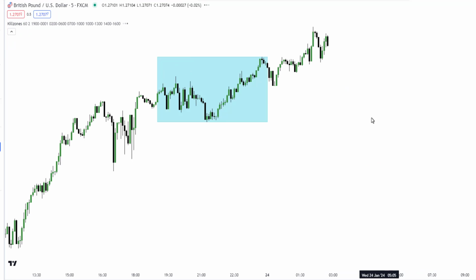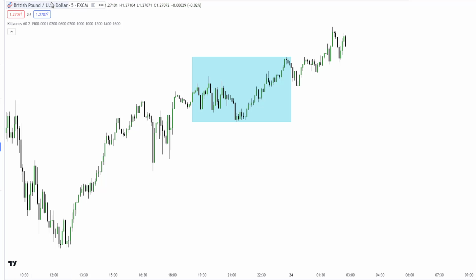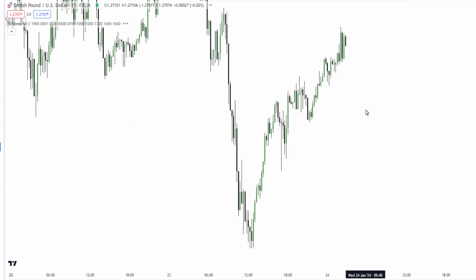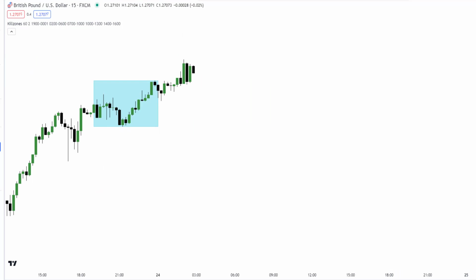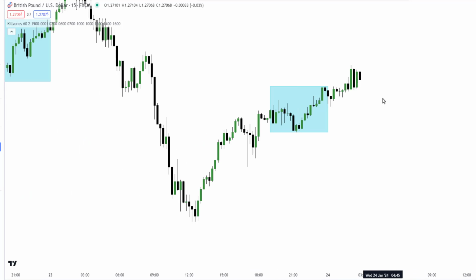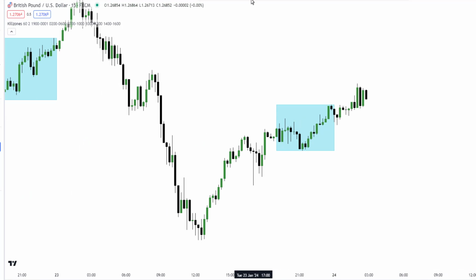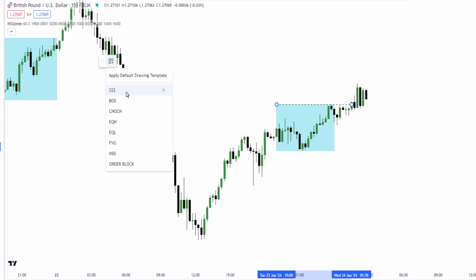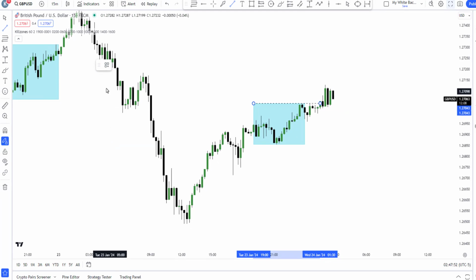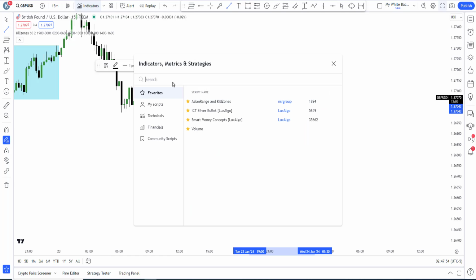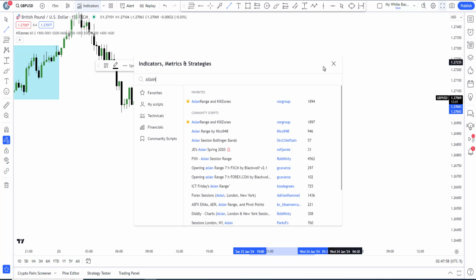To GBP/USD. Very importantly, guys, the 15-minute time frame is my go-to time frame. Right here is what is happening. Let me show you. Can you see price sweeping liquidity above the Asian high right here? All right. This indicator is easily gotten. All you have to do is go to indicators and search for an indicator called Asian Range and Kill Zones by this guy, NXR Group, and select it.